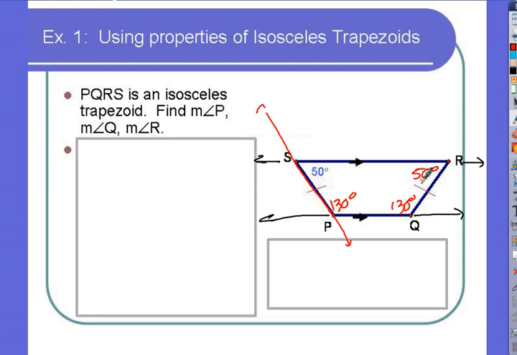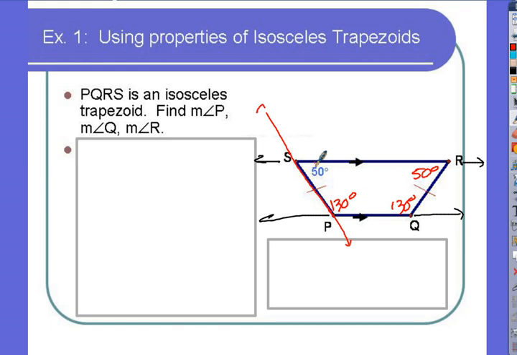So then, if the whole thing adds up to 360, these two combined are 100. How much is left over for the other two base angles? 260. Now, if I've got to split it equally, well, that's 130 apiece, right? Make sense? Okay. Either way, we get to fill the whole thing in. Any questions on that? Nope.